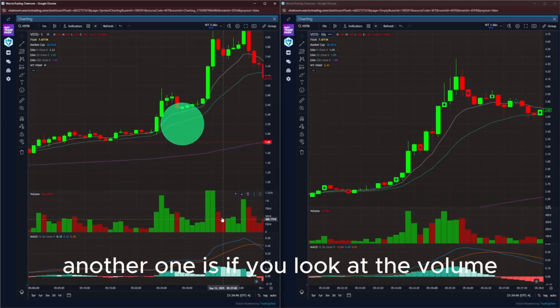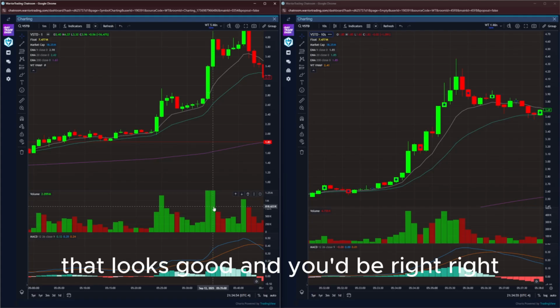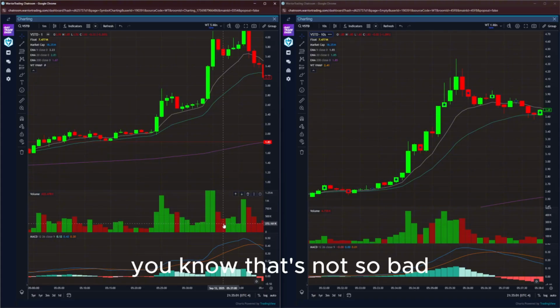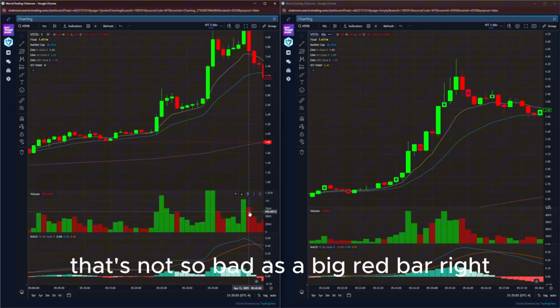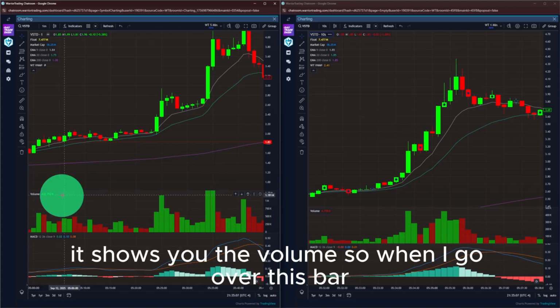Another one is the volume. Again, if you look at these and you see big green bars, you're going to be like, oh, that looks good, and you'd be right. And if you look at little red bars, that's not so bad, not as bad as a big red bar. That's your instincts, and that's right. If you look on the left-hand side, it shows you the volume.